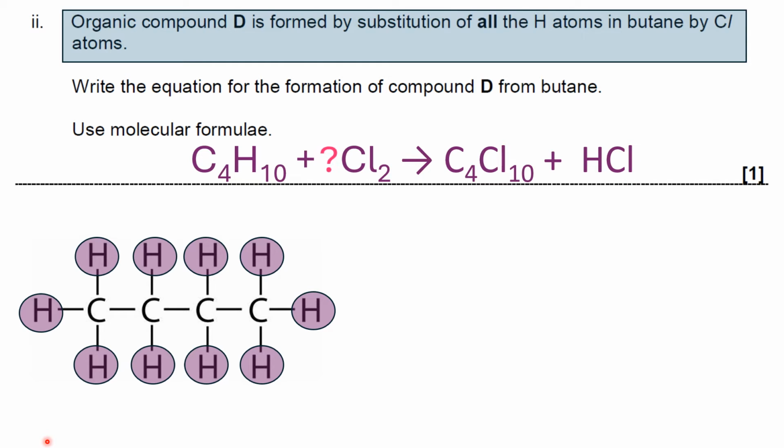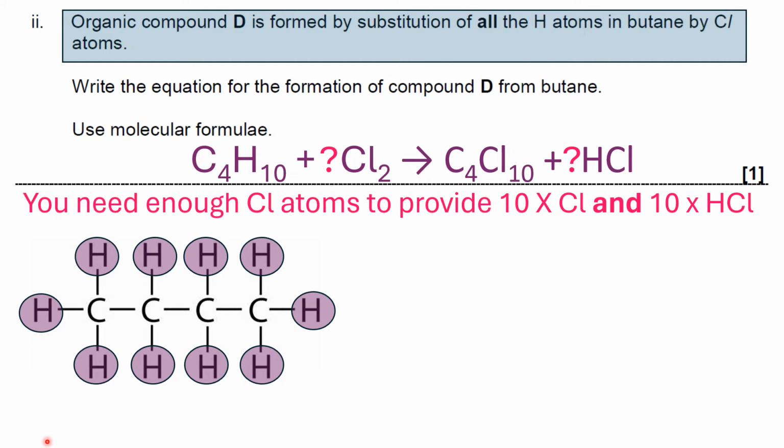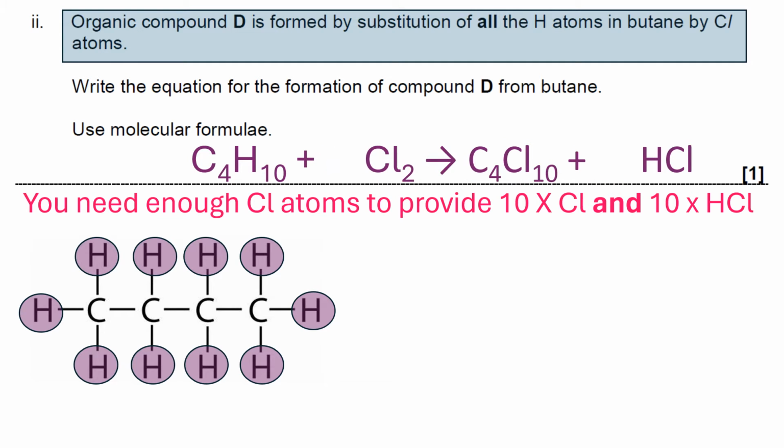So what you've got to do is think about the balancing number for chlorine and for hydrogen chloride. So therefore you'll need enough chlorine atoms to provide 10 Cl and 10 HCl. So in other words, you need to have enough chlorine molecules over here to provide 10 chlorine atoms here and 10 HCl's. So moving those over to make some space, you end up needing to put a 10 in front of the Cl2 and a 10 in front of the HCl.